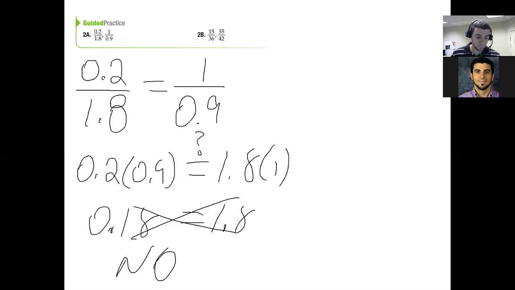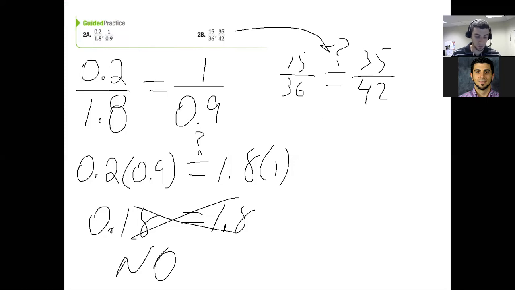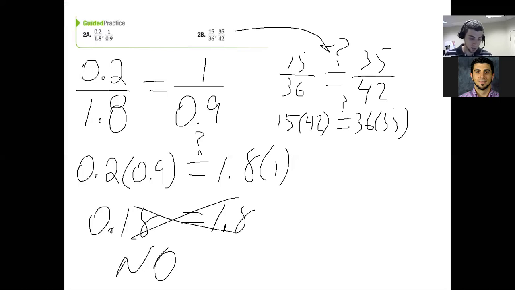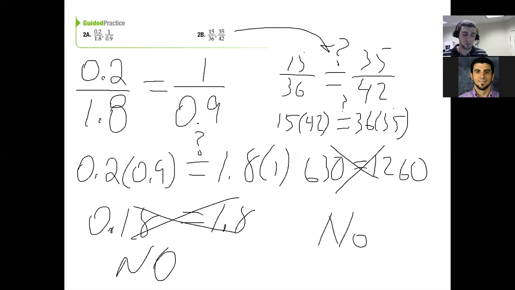How about 2b? Well, I'm going to do 15 over 36, and is that equal to 35 over 42? So I'm going to multiply 15 times 42, and is that equal to 36 times 35? Well, when I multiply those out, 15 times 42 is 630. 36 times 35 is 1260. Those are definitely not equal, so these do not form a proportion either.